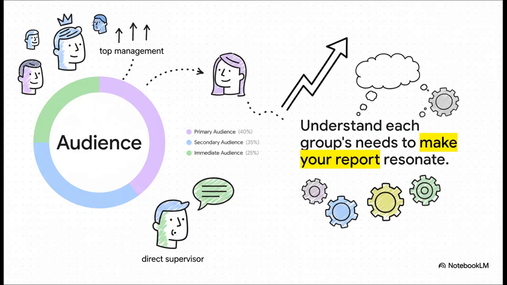And let's just zoom in on step 1 for a second, because this is so critical. Analyzing your audience. Your primary audience might be the CEO, sure, but your immediate audience could be the manager who has to sign off on it first. You have to tailor your message to each of their specific needs to make sure your report actually gets read and, more importantly, acted upon.